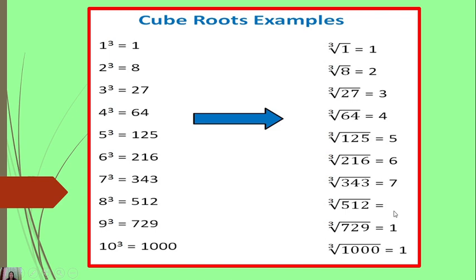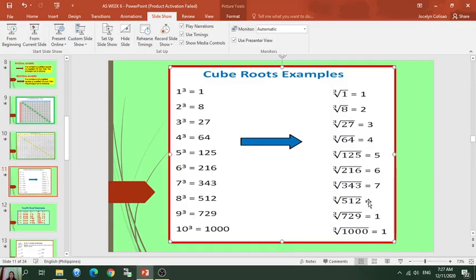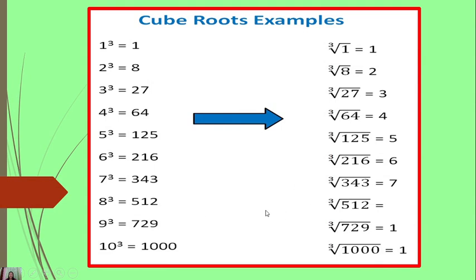Okay, if we have the cube root of 512, this should be 8, this is 9, and this is 10, because 10 times 10 is 100, times 10 is 1,000. So these are just some tools on how to find out whether the principal root is rational or irrational.